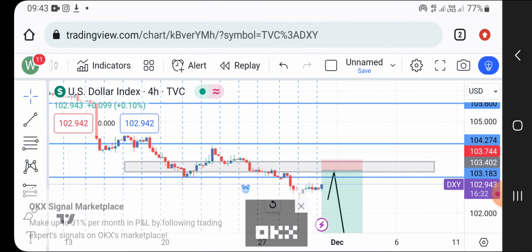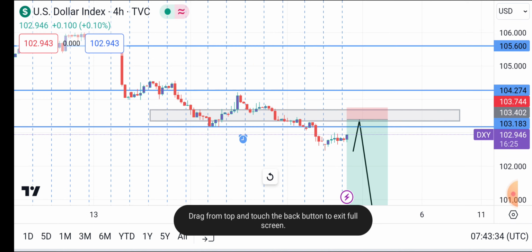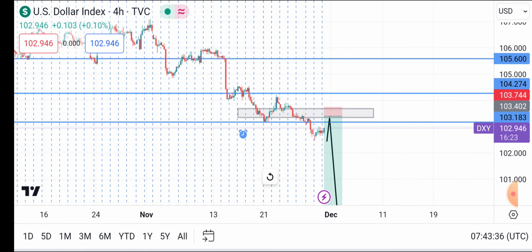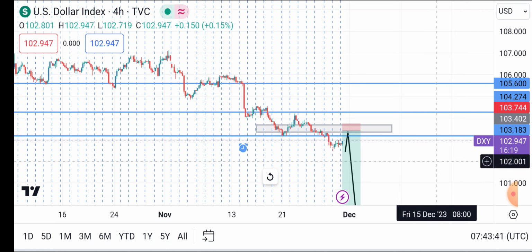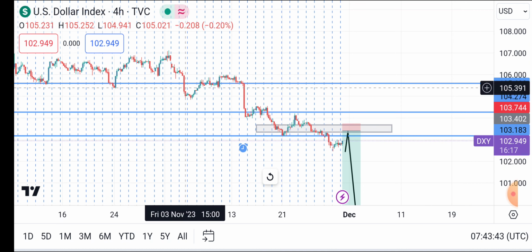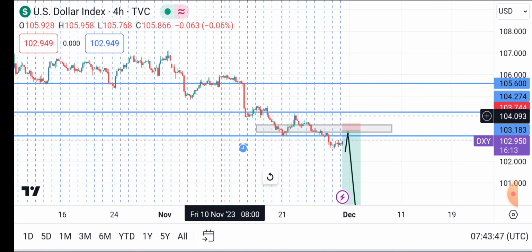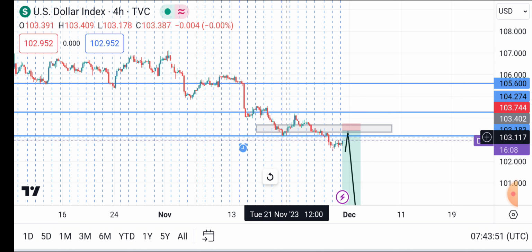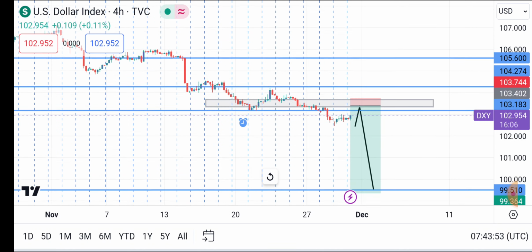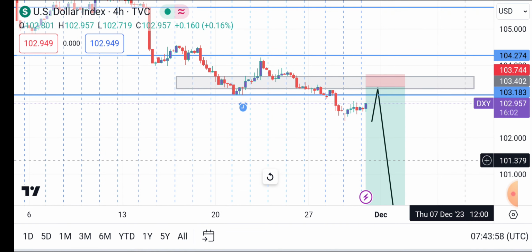So without any further ado, guys, looking at the US dollar index on the 4-hour time frame. If I zoom out, we'd see that the dollar index has been on a downtrend for quite some time, giving us lower lows, breaking the lows, right? So the latest low was the low at this zone right here.